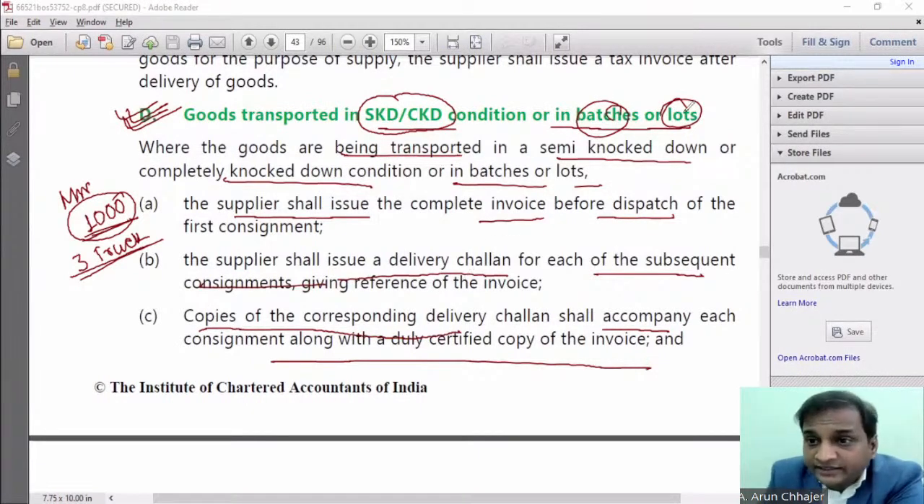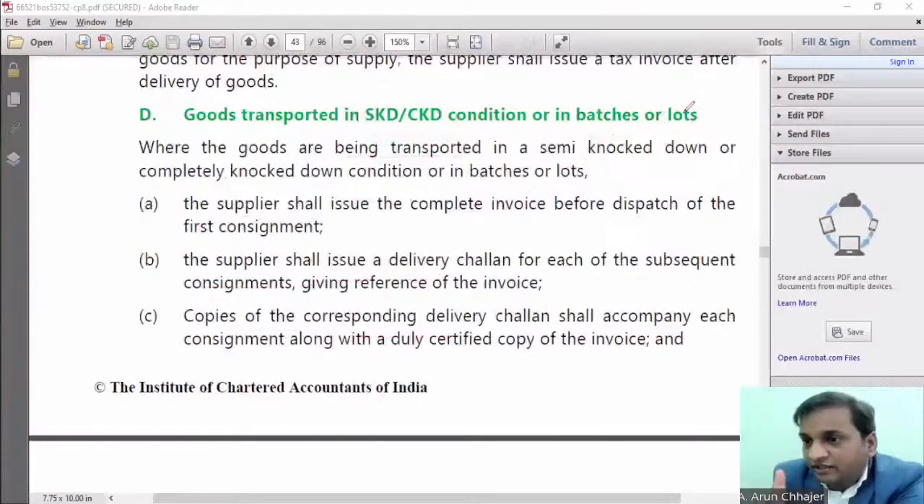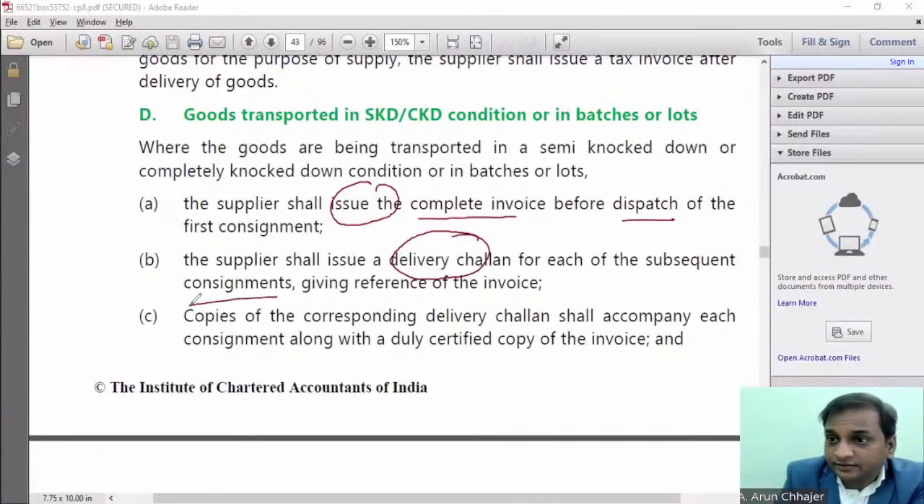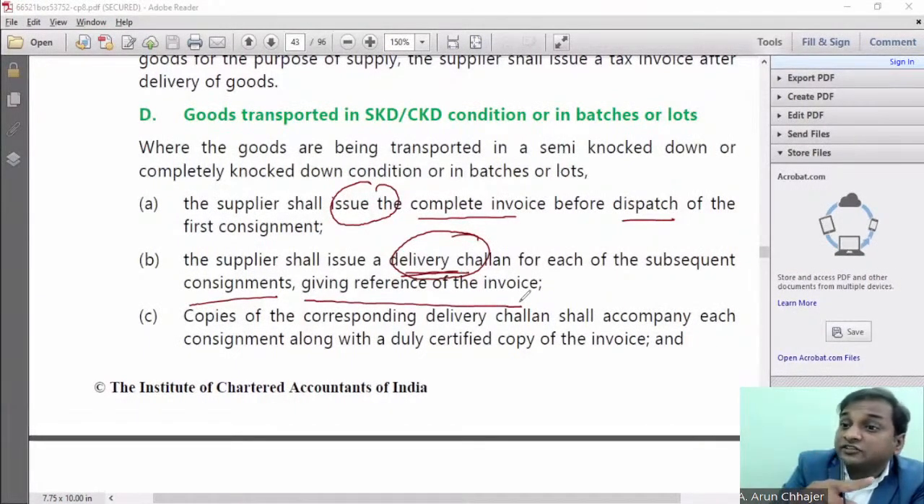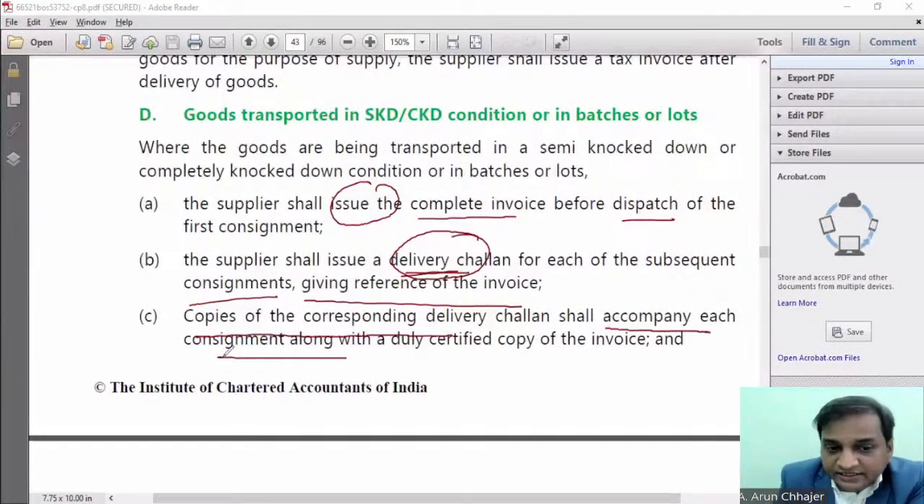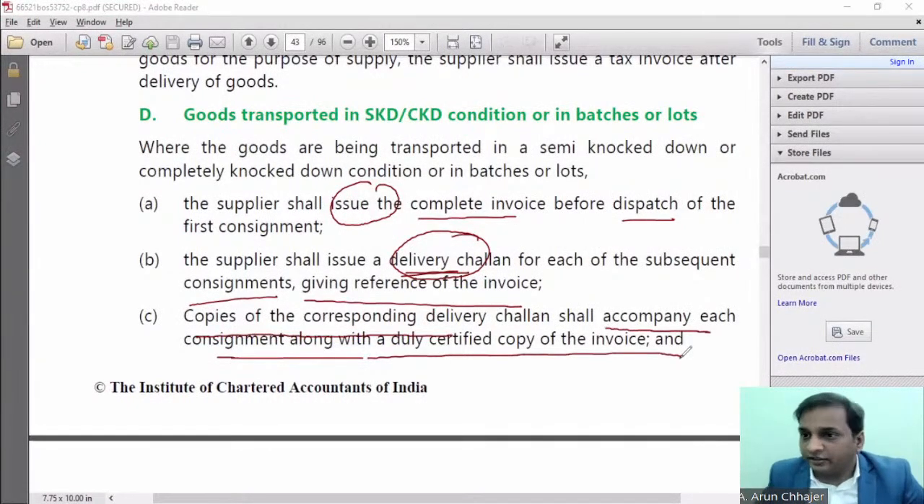Repeating again that you will prepare the delivery challan. First, the invoice has to be issued. The complete invoice should be issued before dispatch. Then for subsequent consignments, because there is only one tax invoice but there are 3 trucks, you will use the delivery challan. But in that delivery challan, you will give the reference of the original invoice. Third point, copies of the corresponding delivery challan shall accompany each consignment along with the duly certified copy of the invoice. Correct.